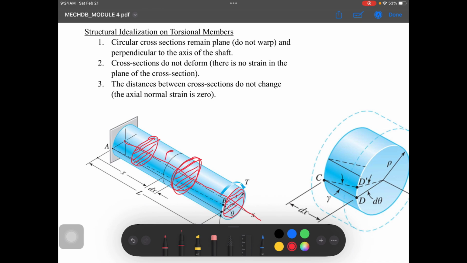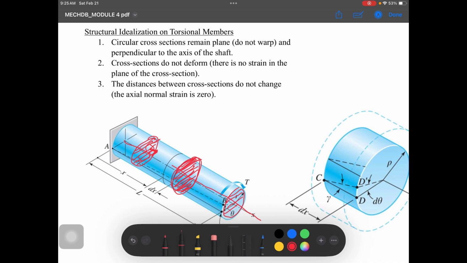Hindi siya nagbabaluktot, nabibend, or hindi siya nadi-distort. So, this plane nga, they remain flat and plane and are perpendicular to the longitudinal axis ng member natin. And then number 2, cross-sections do not deform. Ayun nga, they will not deform, hindi sila babaluktot or magwa-warp. And then number 3, the distances between cross-sections do not change.